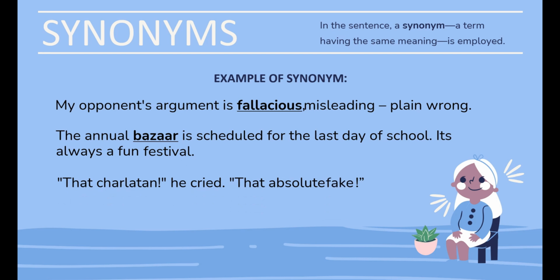In the sentence, a synonym, a term having the same meaning, is employed. These are the three examples of synonym in a sentence. My opponent's argument is fallacious, misleading, plain wrong. As you can see, the meaning of the unfamiliar word can be seen in the last part of the sentence. And for number 2, the annual bazaar is scheduled for the last day of school. It's always a fun festival.